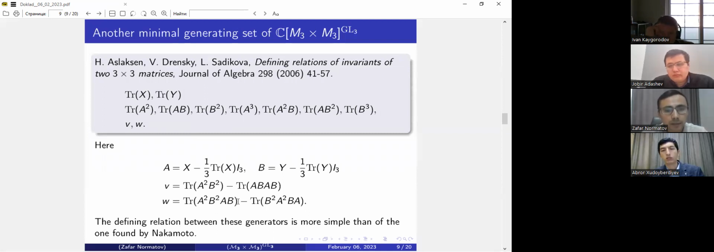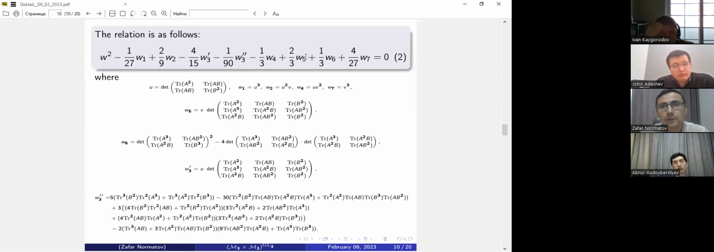And by these generators, the defining relation can be written in a simpler way. So the defining relation is as follows, where the other coefficients are defined. U equals the determinant of V1, V2, V4, W1, W2, W4, W7, etc., like this.